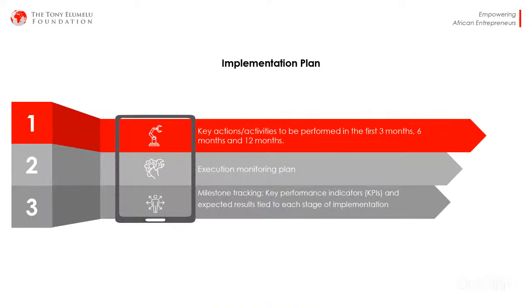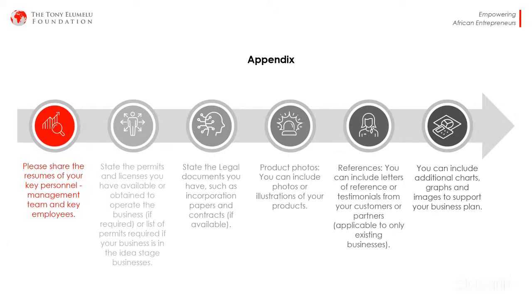Then your implementation plan: what are the critical milestones or critical actions and activities in the first 3 months, 6 months, whether you are registering your business, conducting your market research, validating your ideas, or expanding into a new outlet. Then what is the execution? Based on that, what is the timeline, how will you monitor, what are the KPIs, and how will you track and report? And then all these are other things within your appendix.